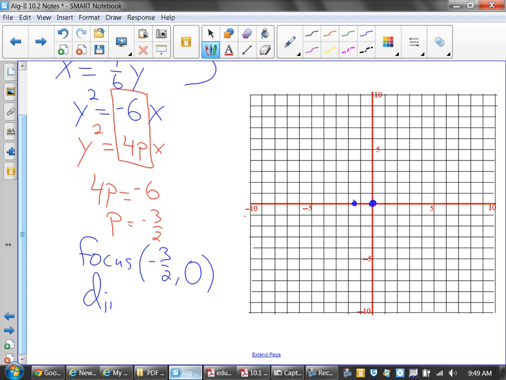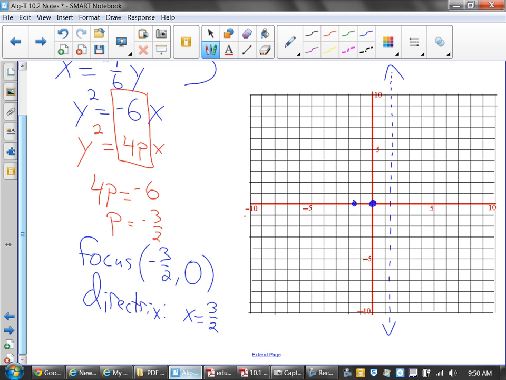And then the directrix. If it's a parabola that's going left and right, that means that the axis of symmetry is a horizontal line. Do you agree? So the directrix becomes a vertical line, and the vertical line is x equals 3/2. It's always the opposite of the sign of whatever the p value is.